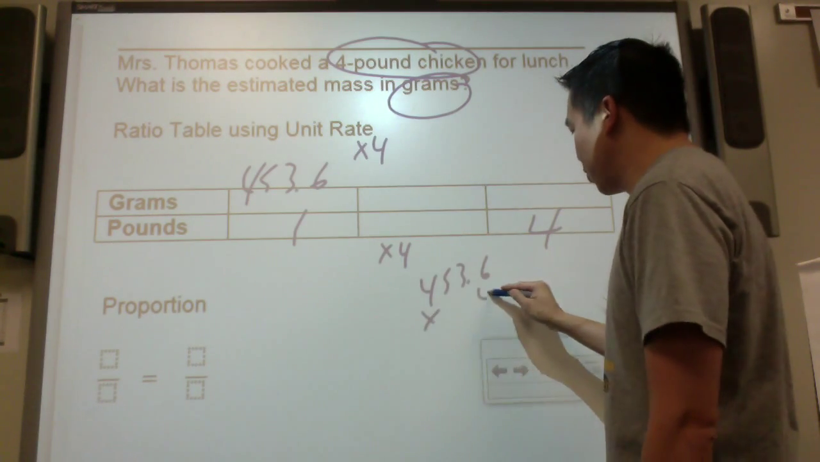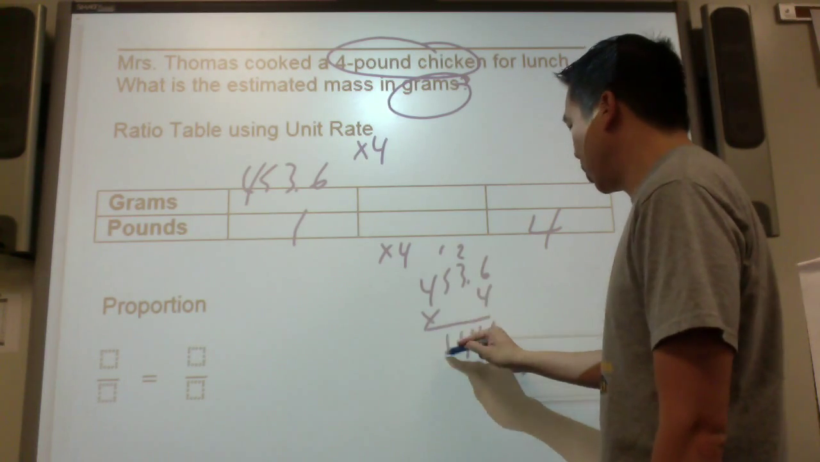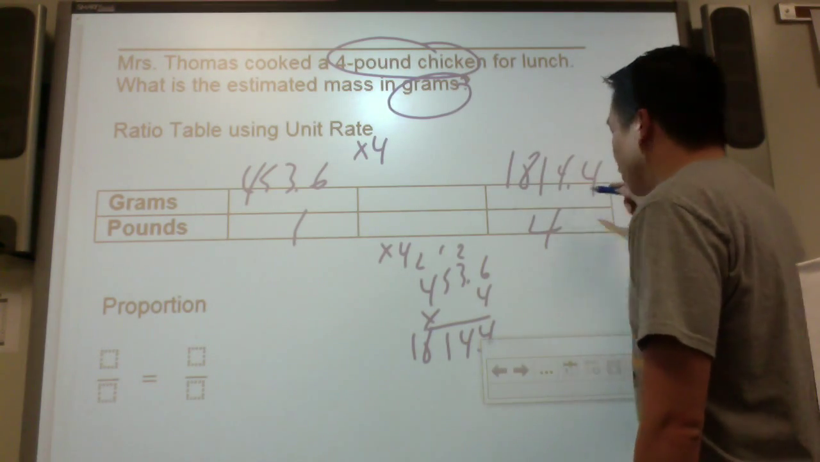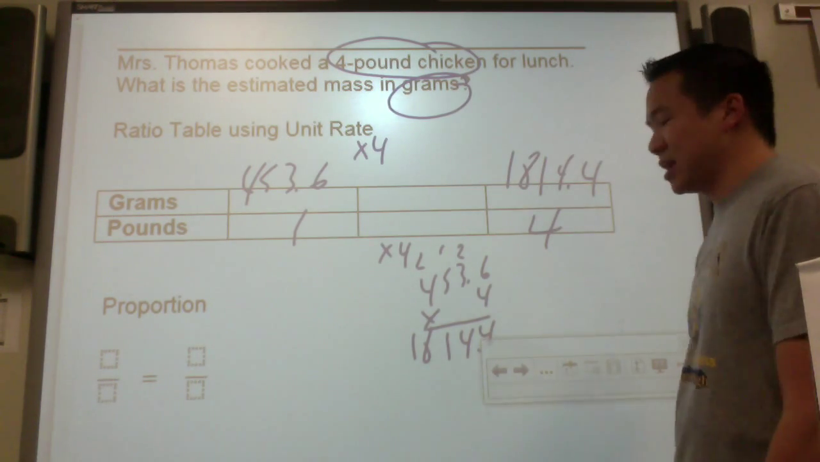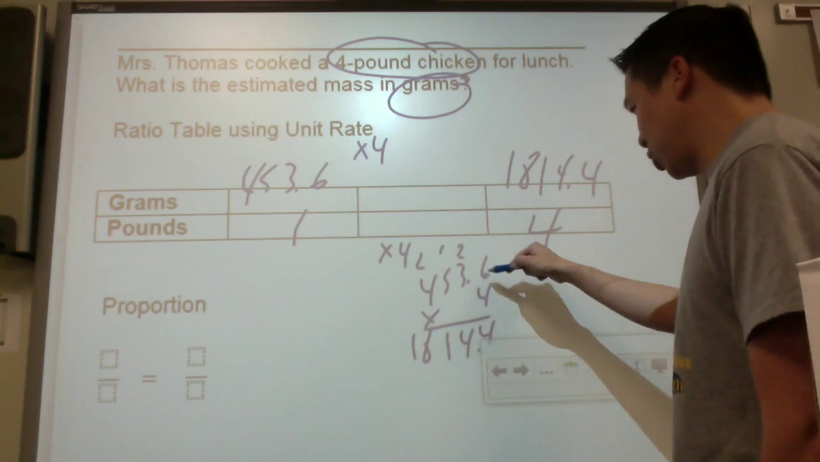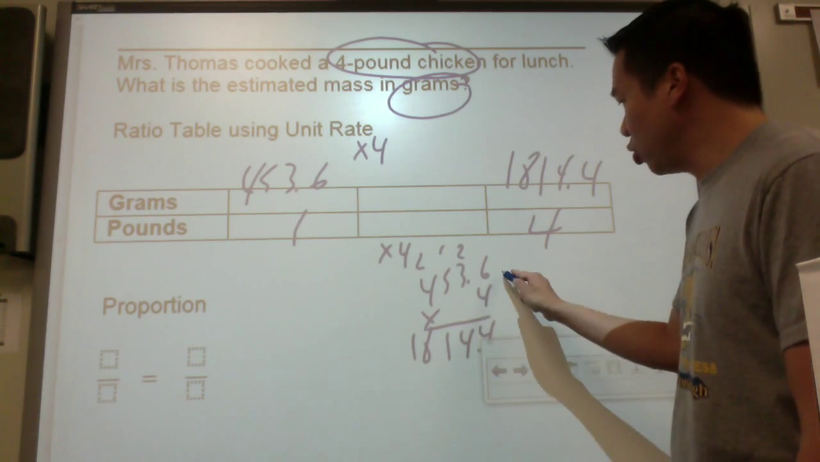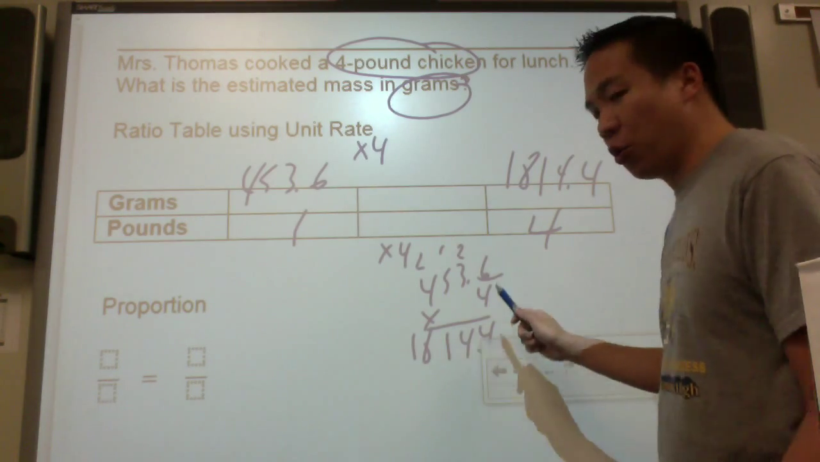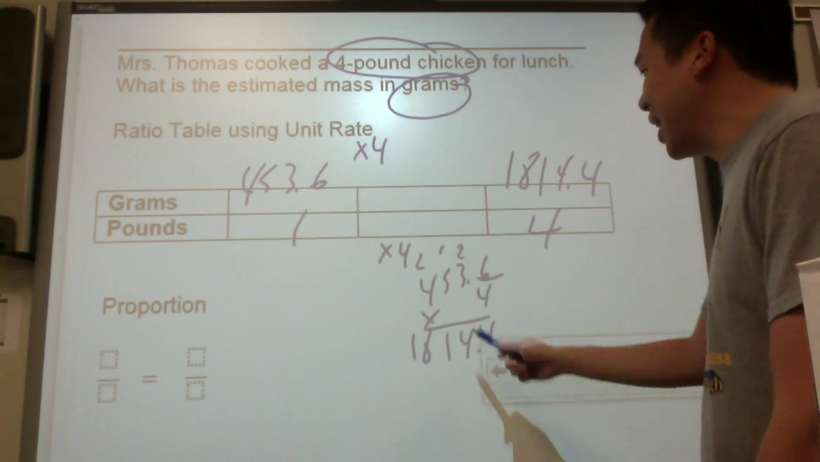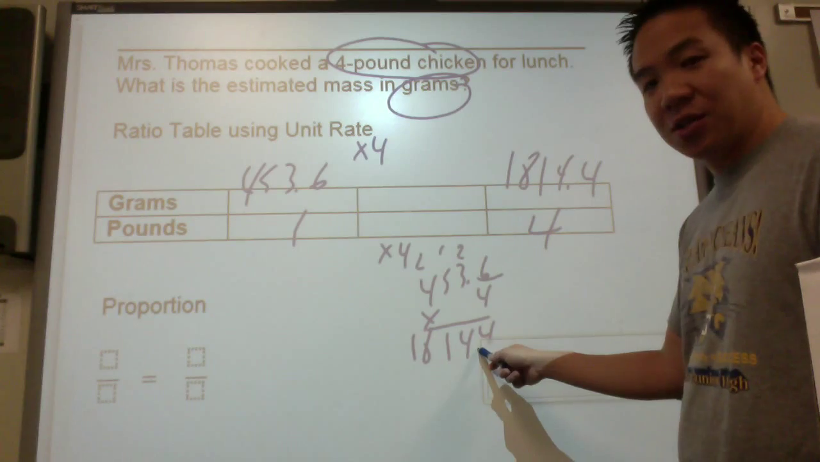453 and 6/10 times 4: 4 times 6 is 24, carry the 2, that's 12, 14, carry the 1, 20, 21, carry the 2, 16, 18, 1 decimal. So 1,814 and 4/10 grams is equivalent to 4 pounds. Let's make sure I did this math correctly, and I did. Why is there a decimal here? You jump one place, you jump one place. Another reason: this is in the tenths place, so this has to be in the tenths place. Another reason, if you estimate 450 times 4, it is about 1,800, and you put a decimal here, so it's about 1,800.